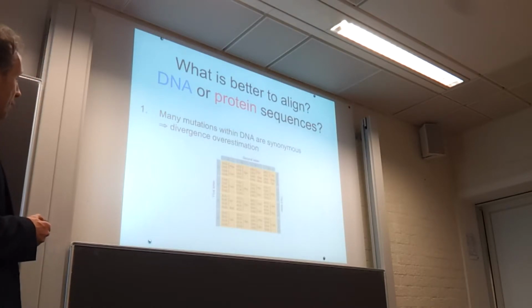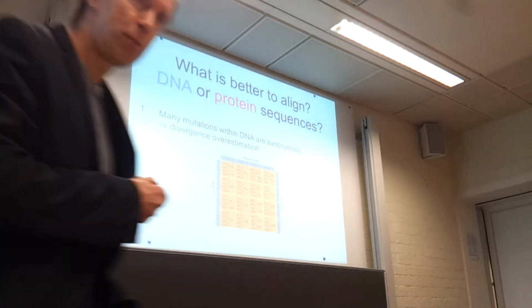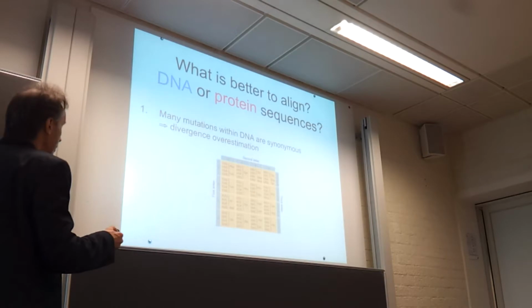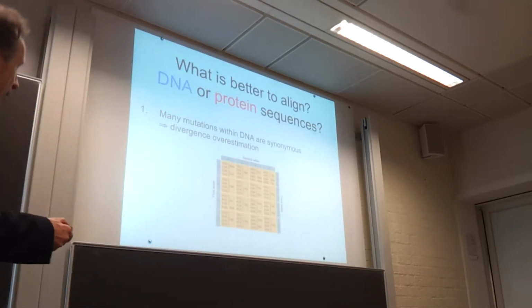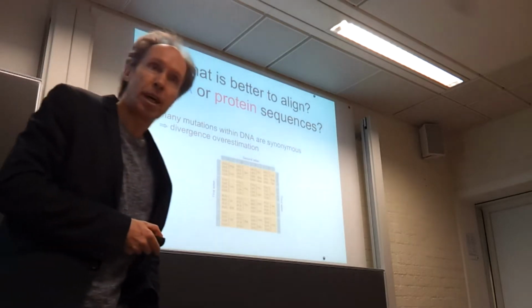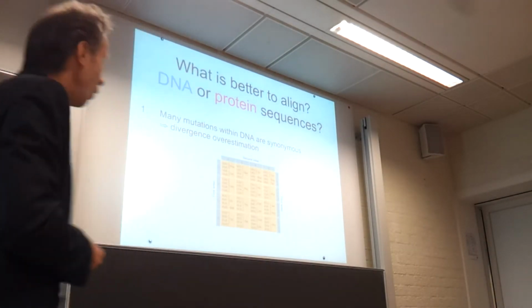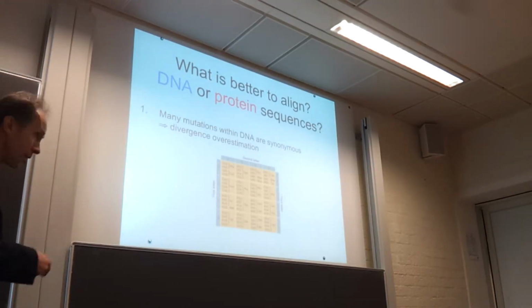When you align DNA sequences, you will align synonymous mutations. Do you still remember what that meant? Mutations that do not change the protein sequence, as well as non-synonymous mutations, mutations that do change the protein sequence. So when you have many synonymous mutations, DNA will say, ooh, we are quite different now. And the protein sequences say, I don't sense them, I don't see them. So you overestimate divergence, so differences, if you align at the DNA level.